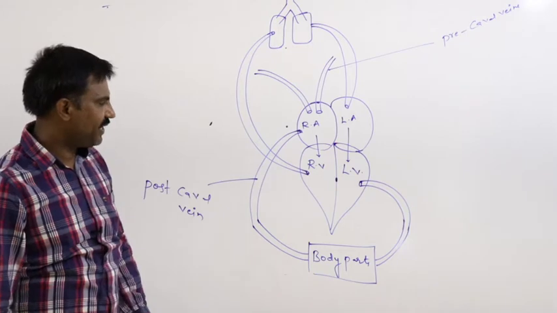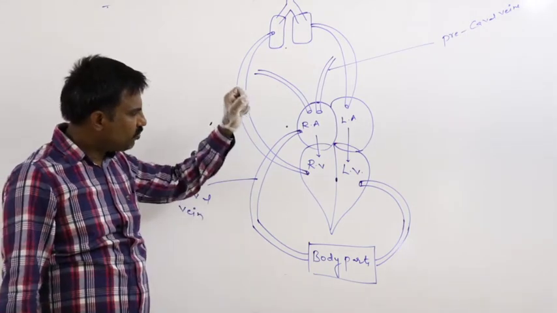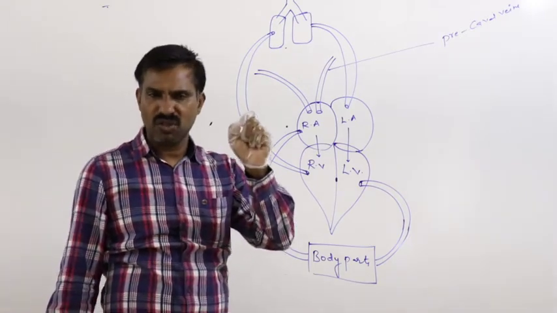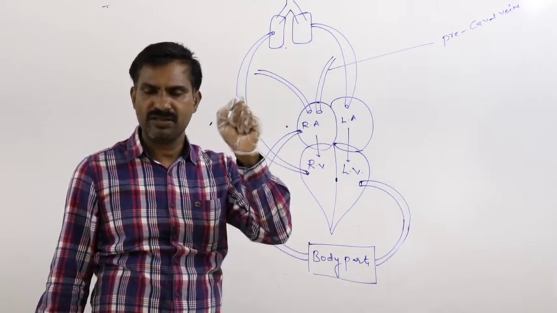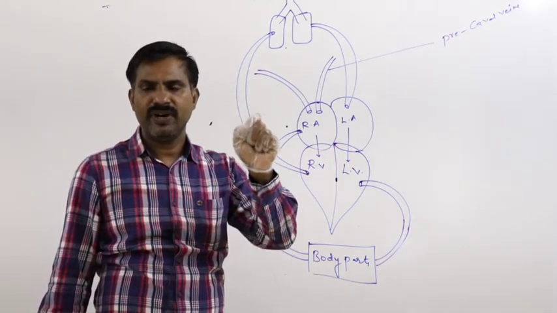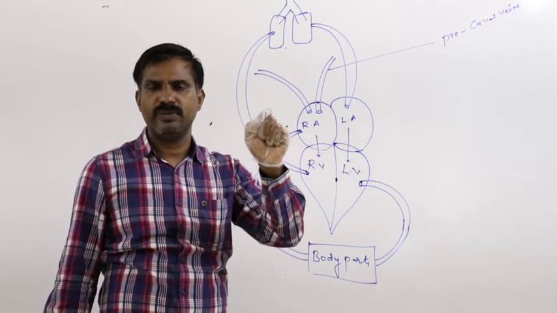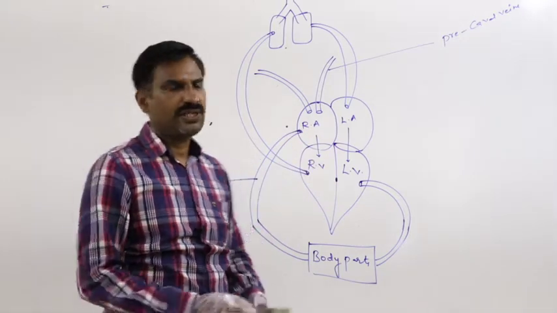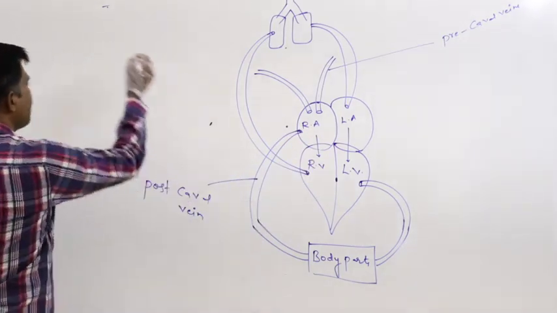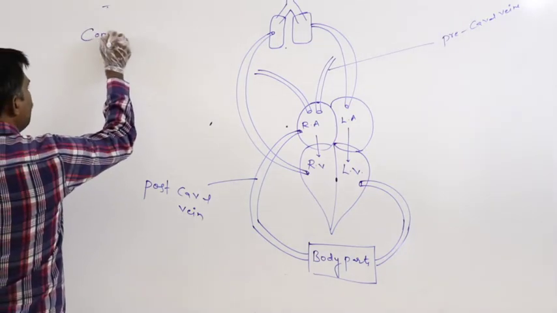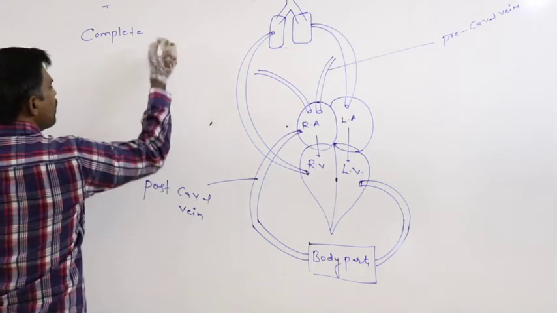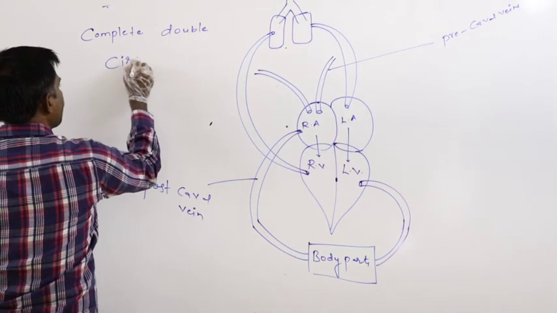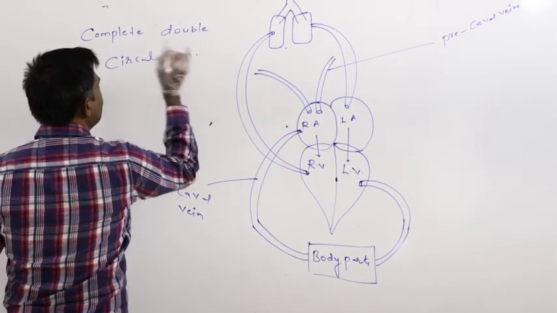Means in this mode of circulation, blood is circulated through the heart twice in a complete circuit. Oxygenated and deoxygenated bloods are never mixed with each other. They are circulated separately. So such kind of circulation is said to be the complete double circulation.